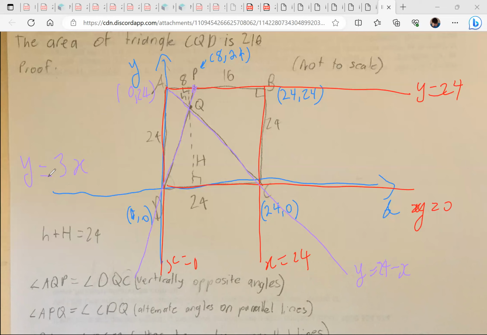Okay, so we have the equation of every single line, and we have the coordinates of every single point but one. So you'll always have something to strive towards. And that's the end of the lesson.